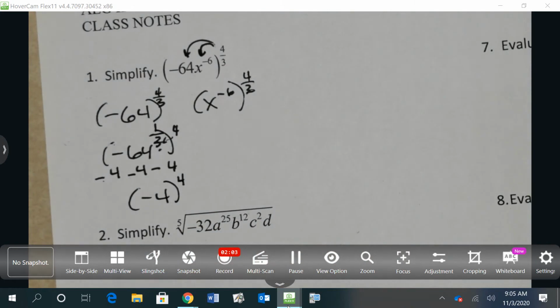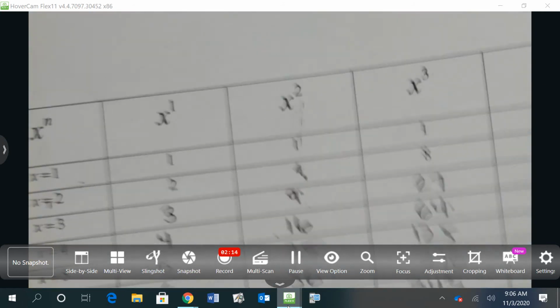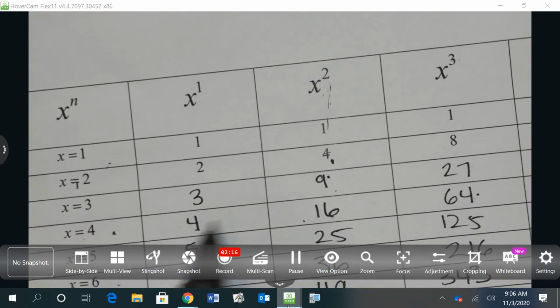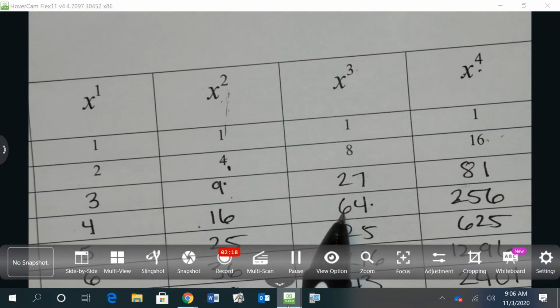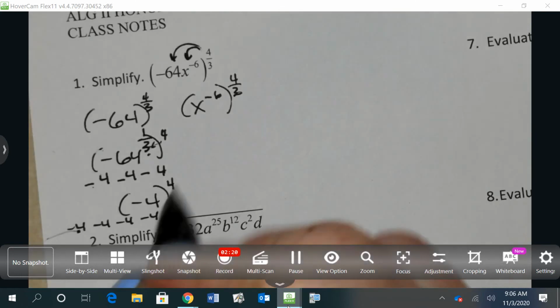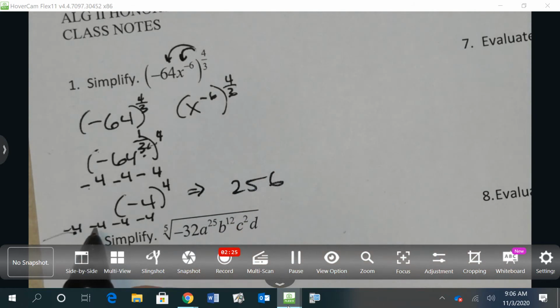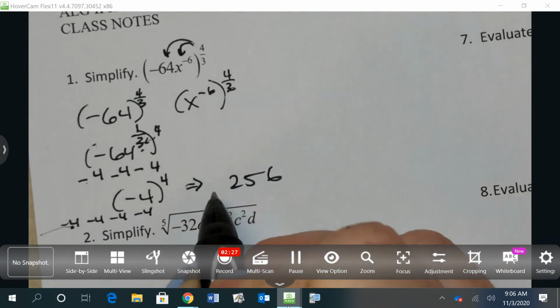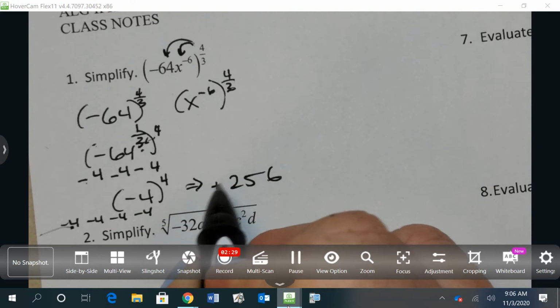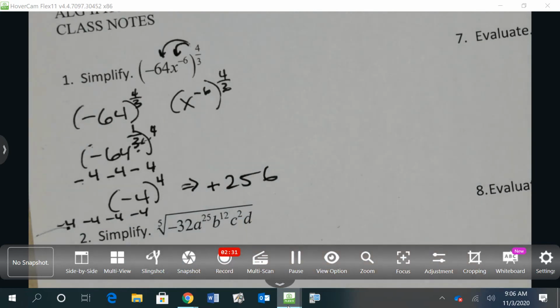And now I need to take negative 4 to the 4th. That means negative 4 times itself 4 times. If you're a visual learner like myself, I'm going to write it out 4 times. Then I'm going to use this table. I'm going to find 4, and I'm going to go across 4 places. So here's 4 to the 1st, to the 2nd, to the 3rd, to the 4th. Now how do you know if it is positive or negative? An even number of negatives when you multiply or divide gives you a positive answer.